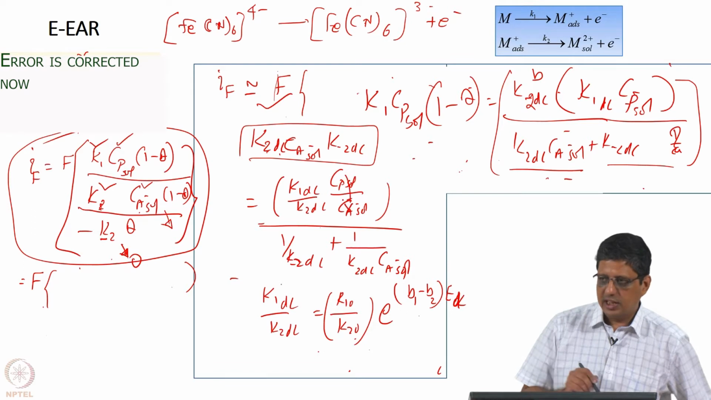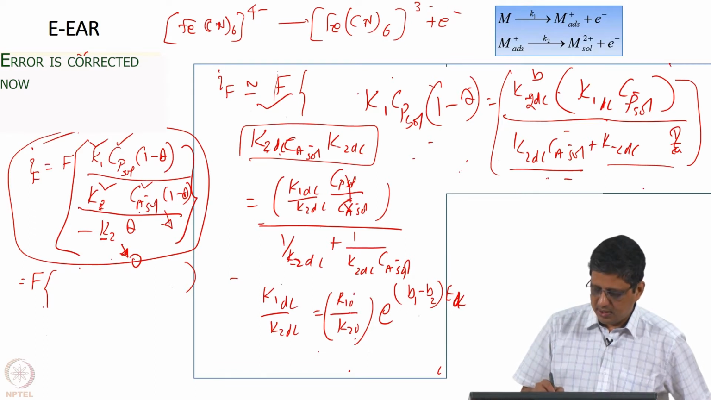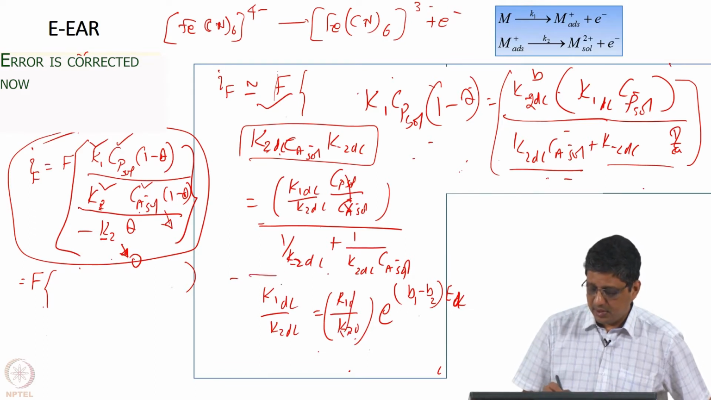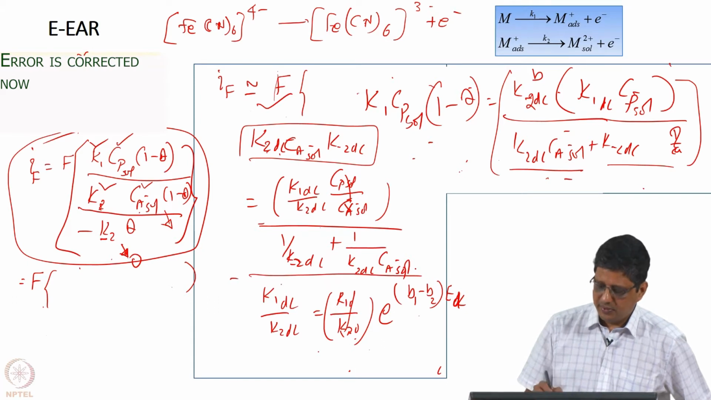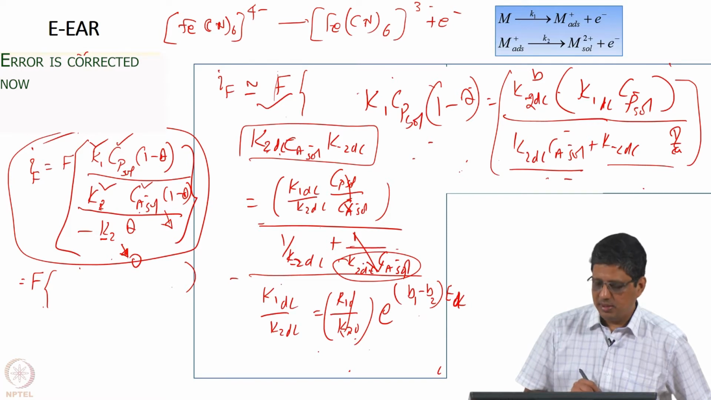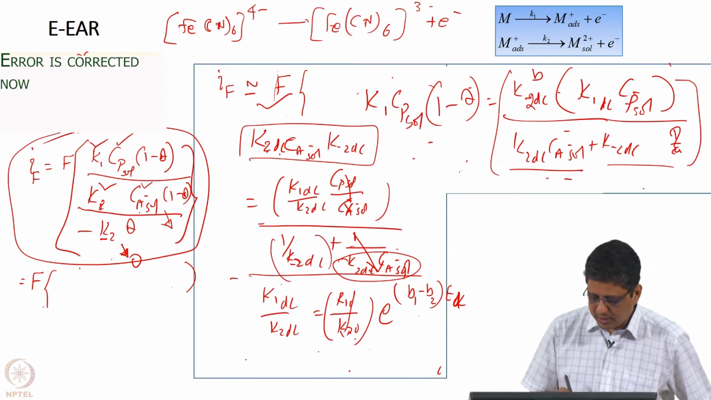This is of course a constant number. This is also a constant number. When I increase the potential, what happens to k minus 2 dc? It becomes a very small number. This becomes a large number, so I can neglect that. When the number here is large, 1 by that number is going to be negligible. So, this is approximately equal to k1 0 by k2 0.